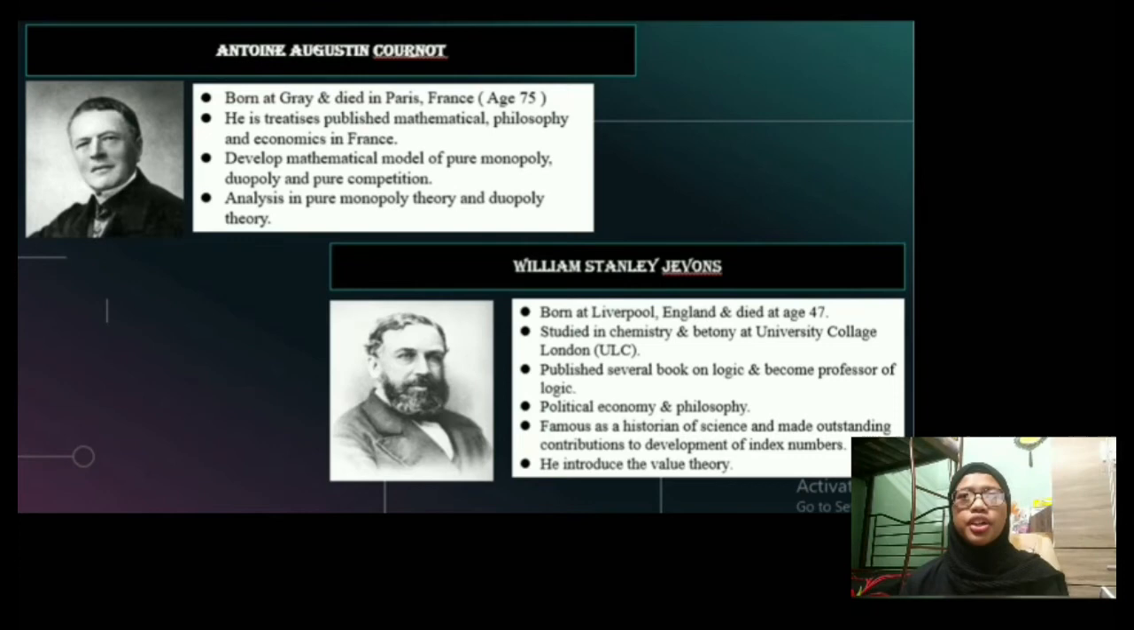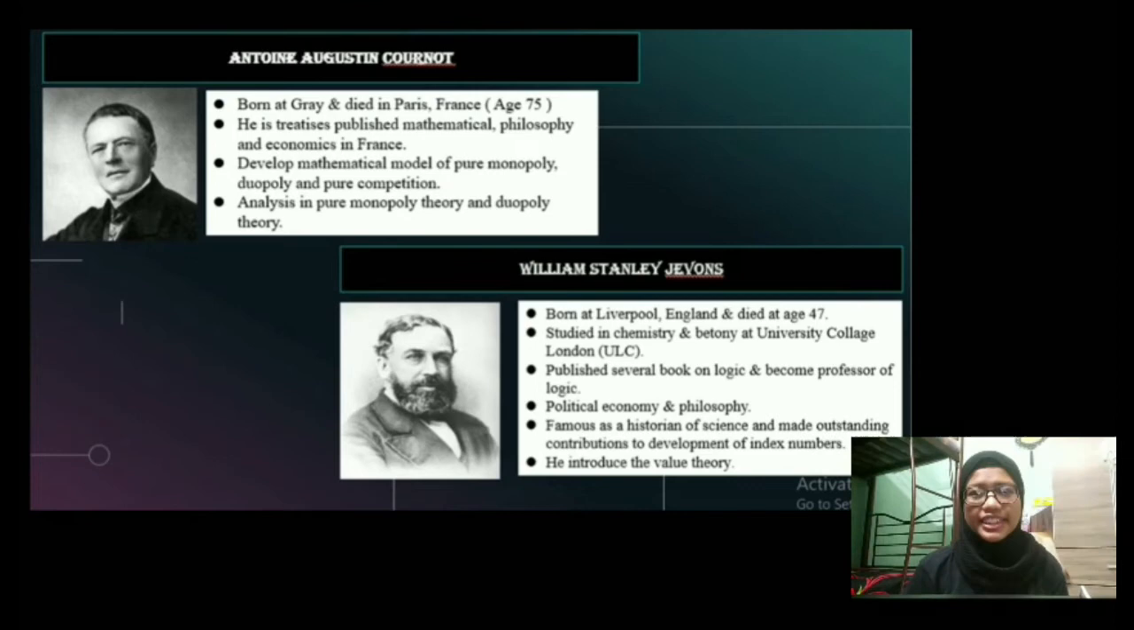So his contribution to economic analysis is in the theory of monopoly and the theory of duopoly. The second economist is William Stanley Jevons. William Stanley Jevons was born in Liverpool, England.